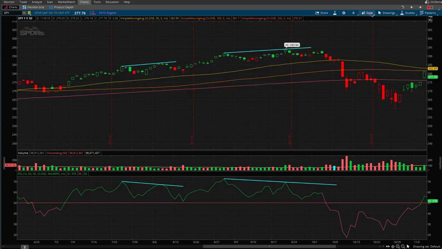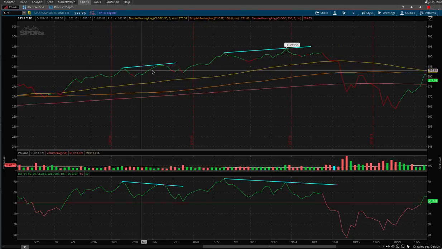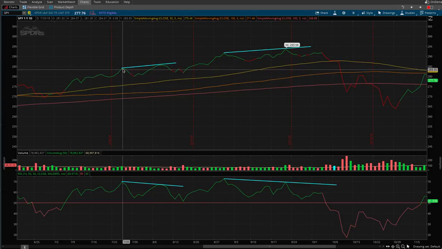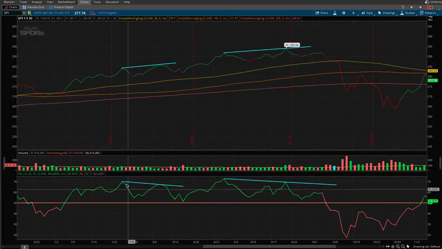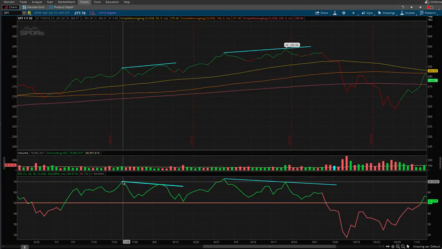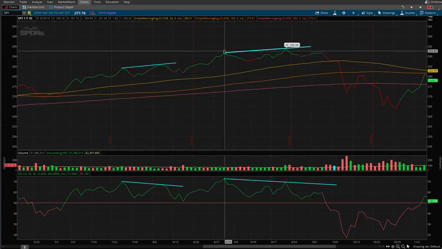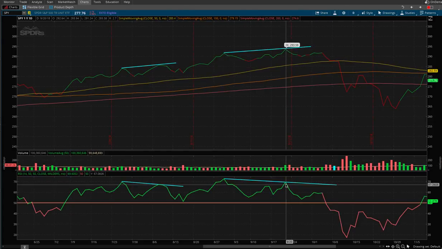Remember that if you put your stock chart on a line, you see here we made a high and then a higher high. And on our RSI, the same line chart, which is supposed to be identical, we made a high and a lower high. Here we made a high, we made a high. Over here we made a higher high. Over here we made a lower high.